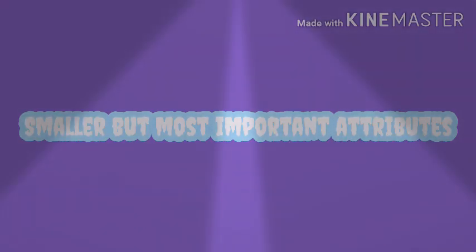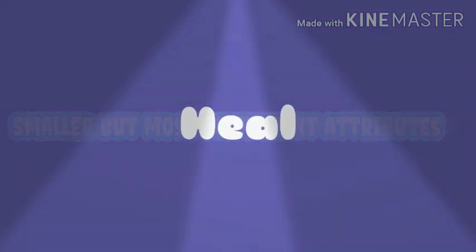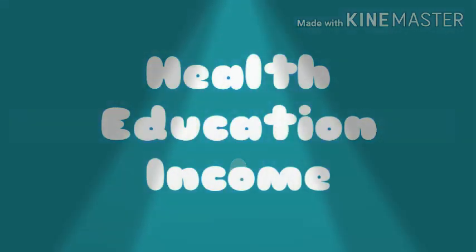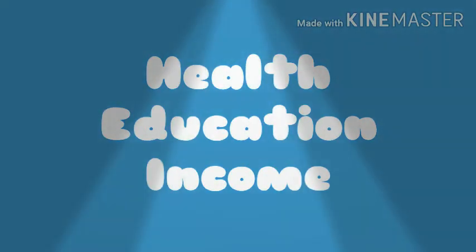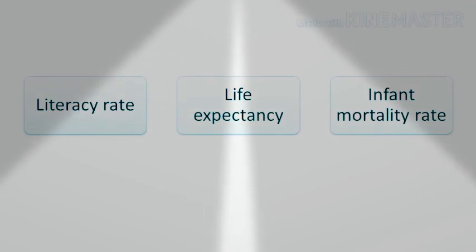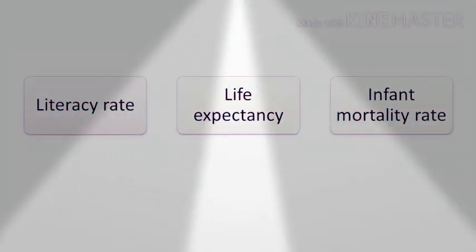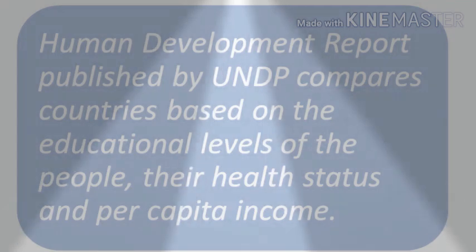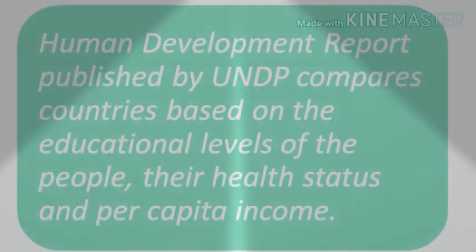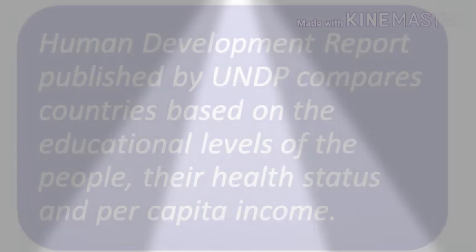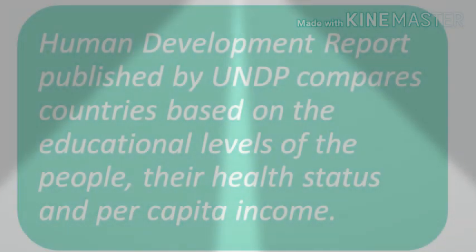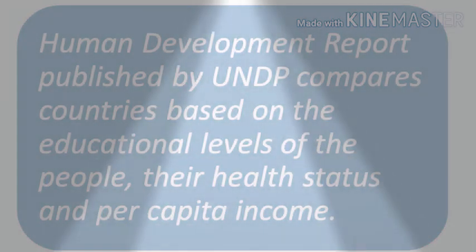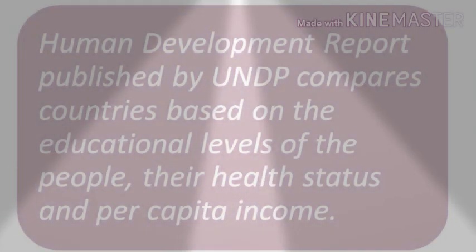We need a smaller number of the most important things. So those most important things are health and education. Apart from per capita income, health and education. So over the past decades or so, health and education became another indicator of human development. Now, the Human Development Report is published by UNDP, which compares countries based on the educational level of people, their health status and per capita income.